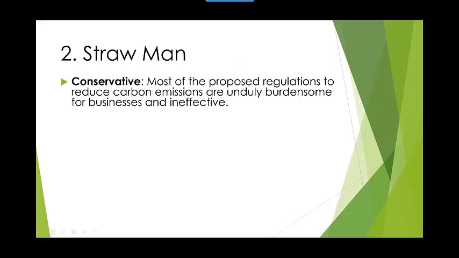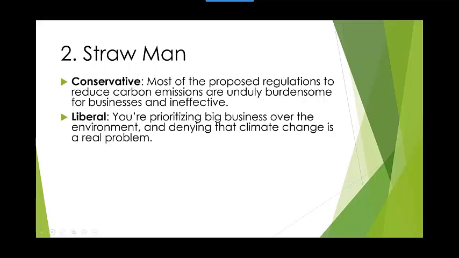Okay, so again, examples on both sides. So let's say that a conservative is talking about climate change, and they say that they think most of the proposed regulations to reduce carbon emissions are unduly burdensome for businesses and ineffective. They don't work. And let's say a liberal turns around and says, you're prioritizing big businesses over the environment and denying that climate change is a real problem.